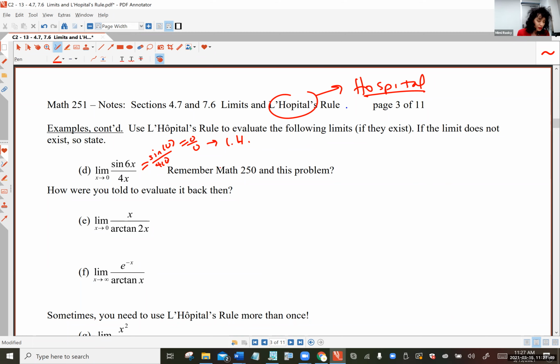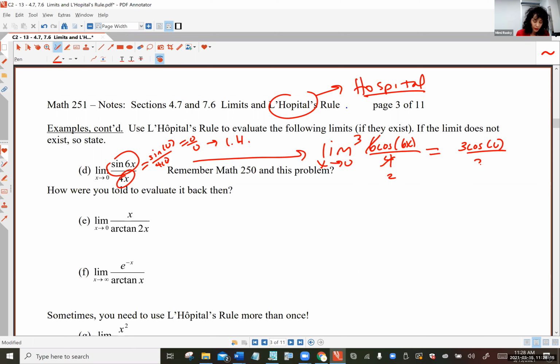So since we're allowed to use L'Hopital's here, we're going to still take the limit as x goes to 0, but we're going to take the derivative of the numerator. Derivative of sine 6x is 6 cosine 6x using the chain rule. Divide that by the derivative of 4x. That's just a 4. You can reduce a little bit right now. And then use direct sub. If I substitute 0 here, cosine of 0 is really just a 1. So final answer is 3/2.